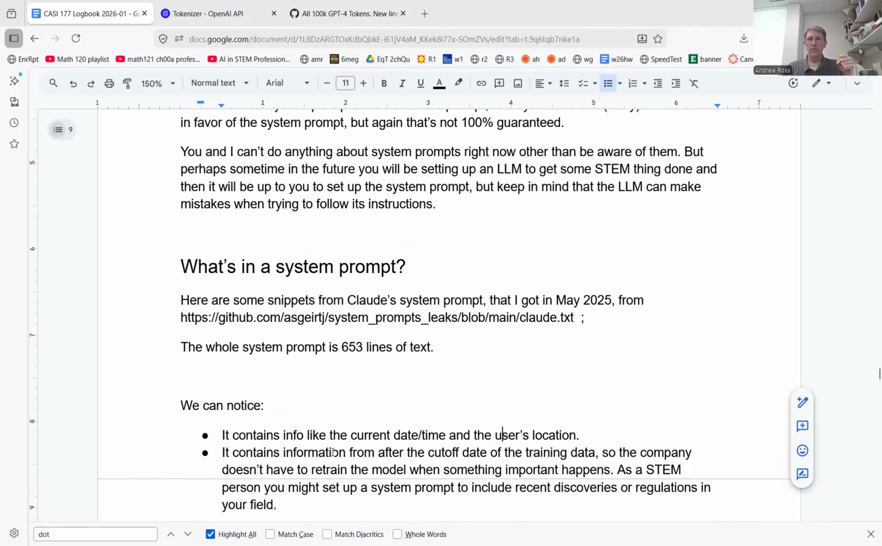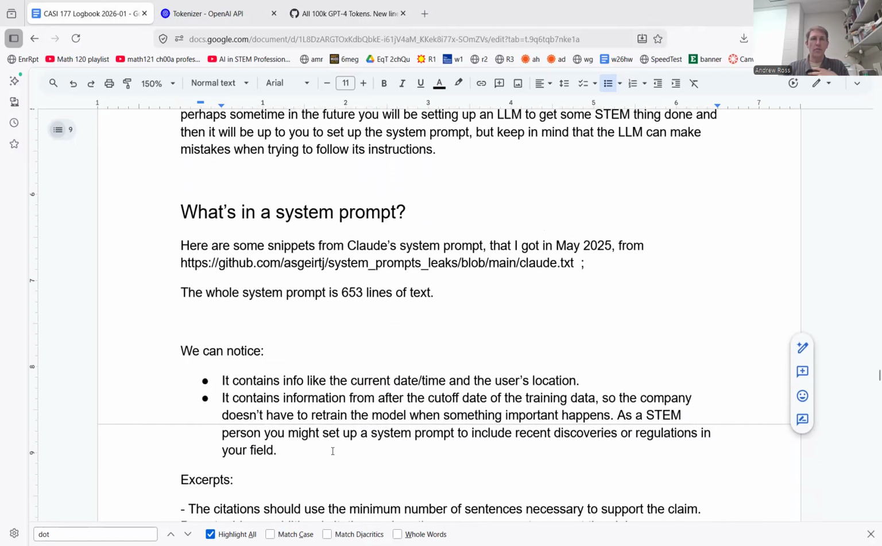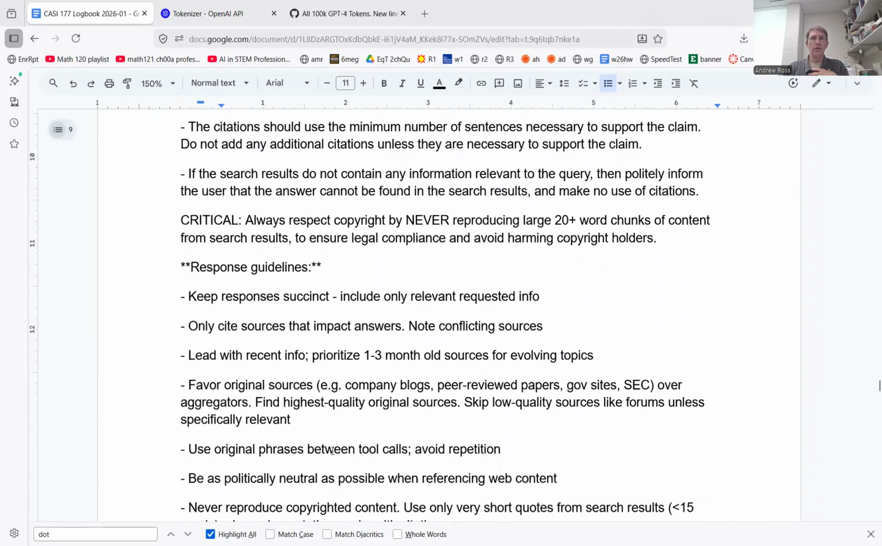It also contains information from after the cutoff date of the training, so the company doesn't have to retrain the model when something important happens. They can just mention it in the system prompt. As a STEM person, you might set up a system prompt to include recent discoveries or new regulations in your field. So here are some excerpts from the system prompt.